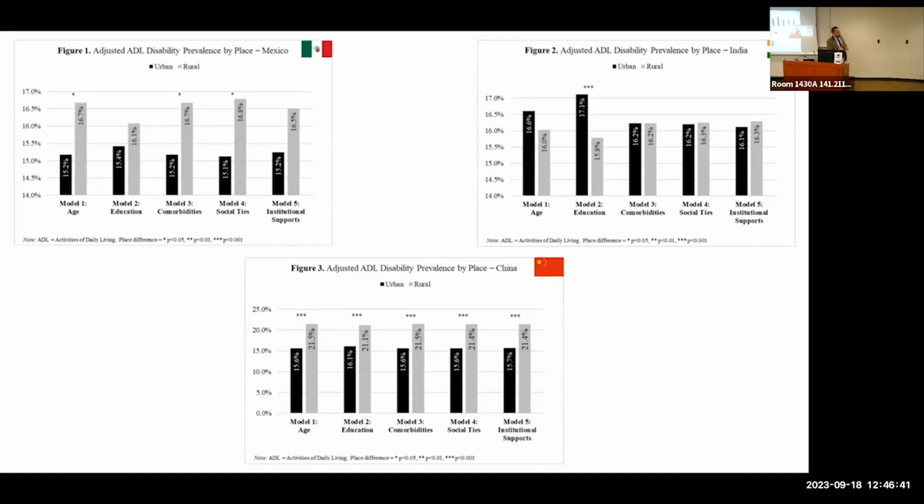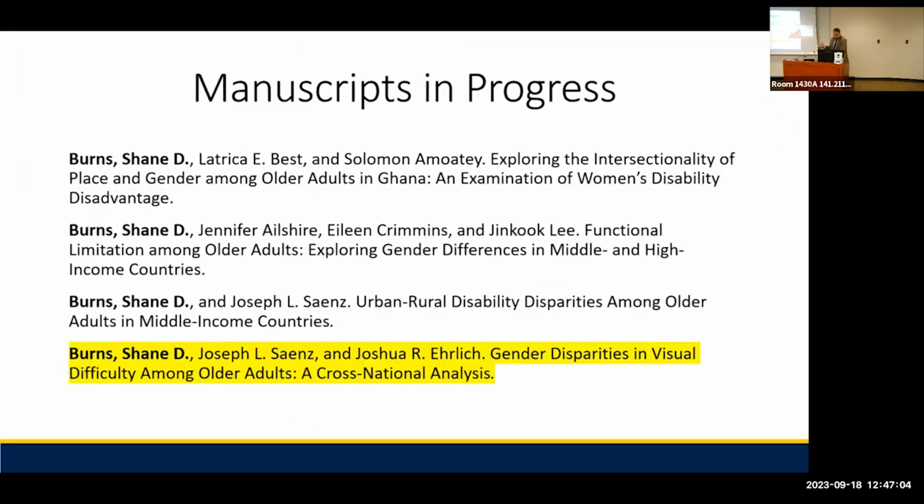And we broke this down. We also did a supplemental test dichotomizing all the comorbidities, and it's actually hypertension that's explaining this urban-rural disparity. And then in China, there's a consistent rural disadvantage, which we speculate has something to do with the hukou system that exists in China.